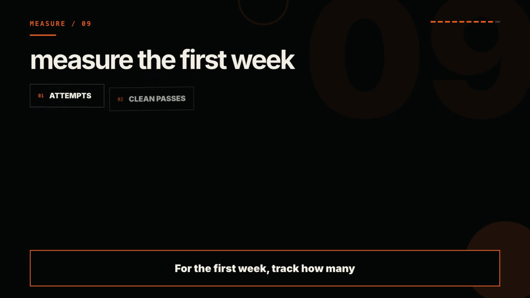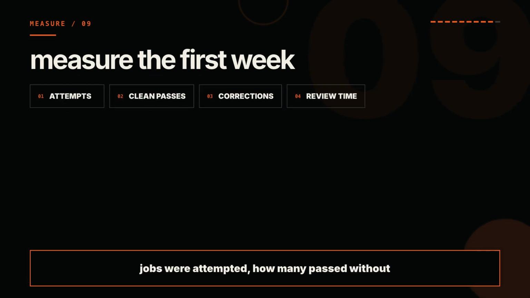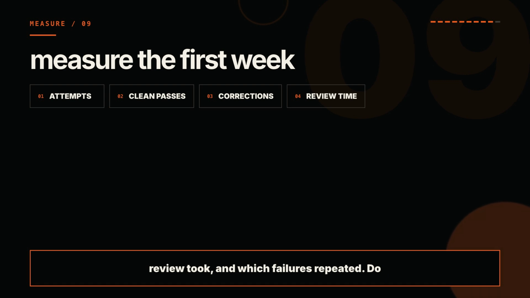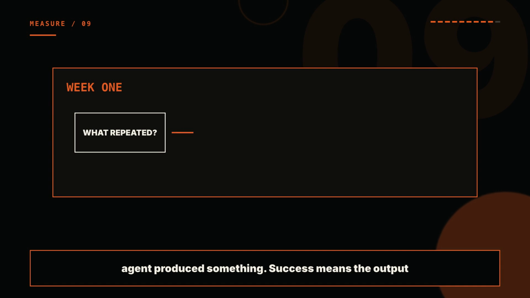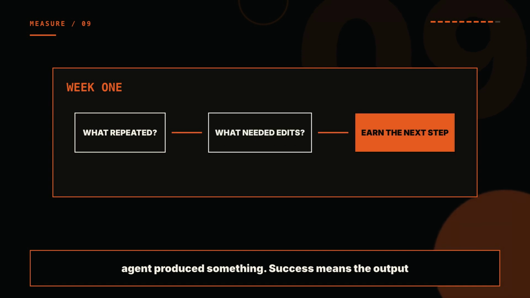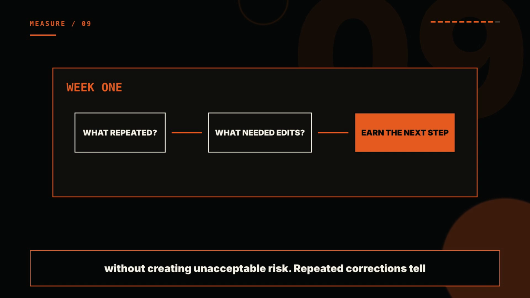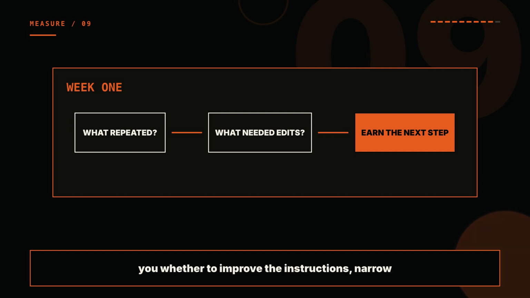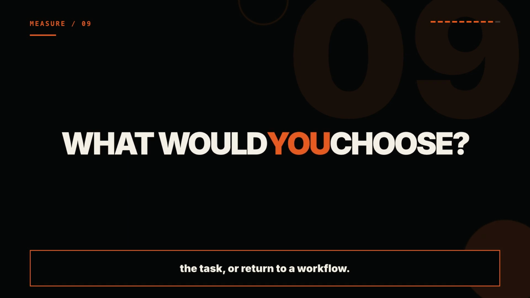For the first week, track how many jobs were attempted, how many passed without edits, how many required corrections, how long review took, and which failures repeated. Do not call this a success because the agent produced something. Success means the output met the contract and reduced useful work without creating unacceptable risk. Repeated corrections tell you whether to improve the instructions, narrow the task, or return to a workflow.